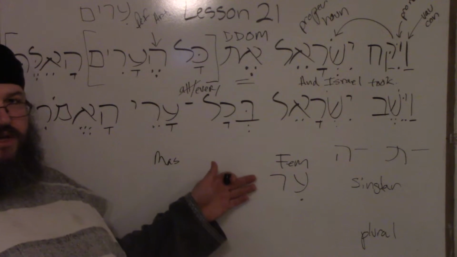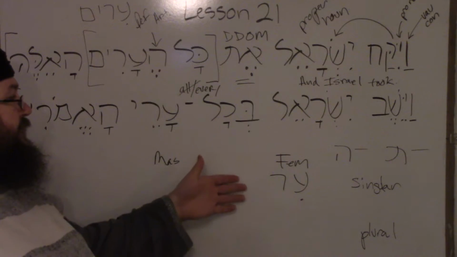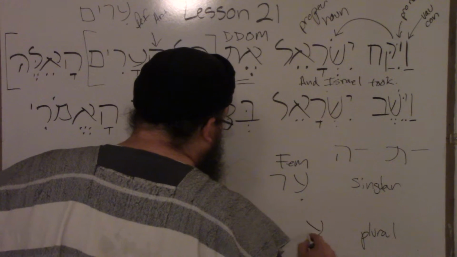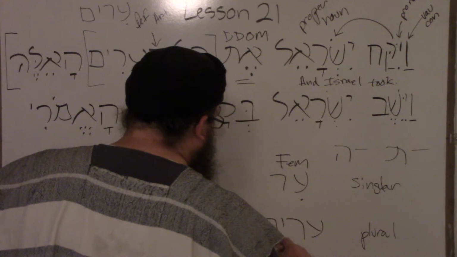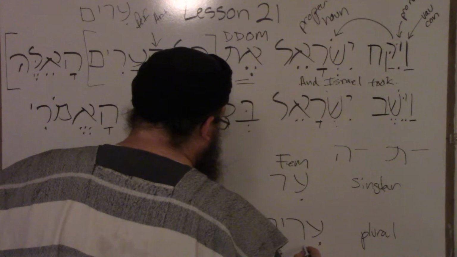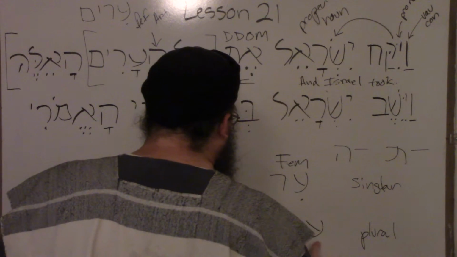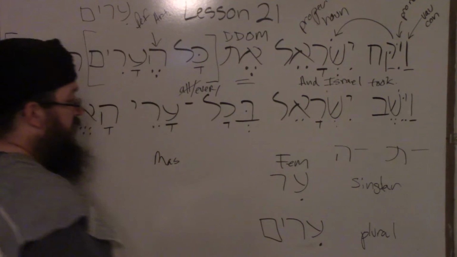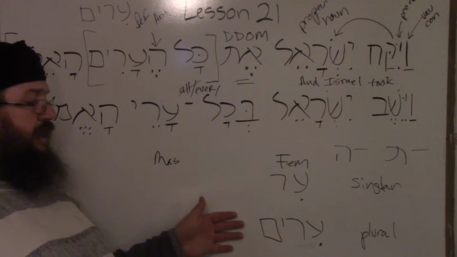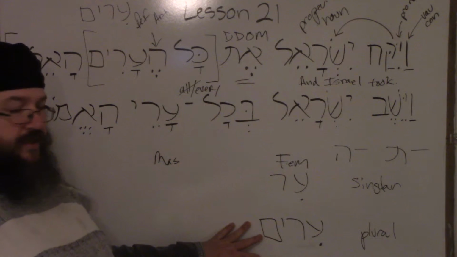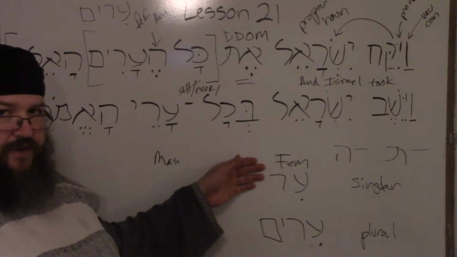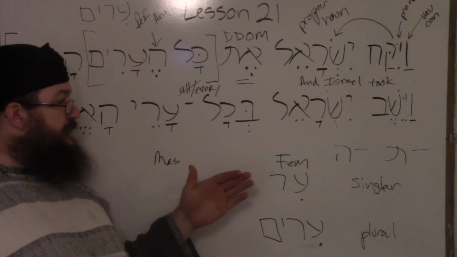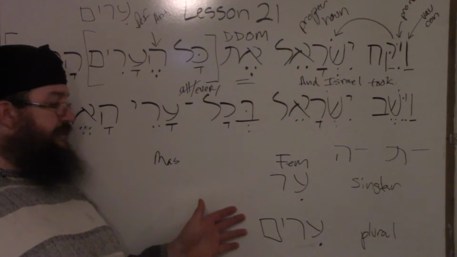This is an irregular noun, and it's very special because why? Because when we put it in the plural form, it looks masculine. So here, when we say irim, what we're saying is that this is a plural noun, but it looks masculine. However, it's regarded as feminine. Why? Because the word ir is a feminine noun, even though it looks masculine in its plural form.